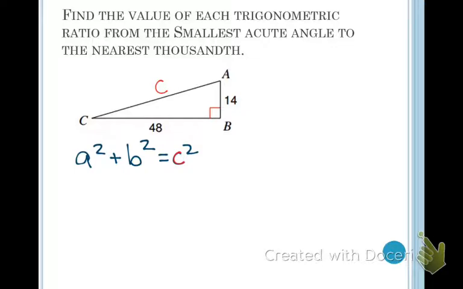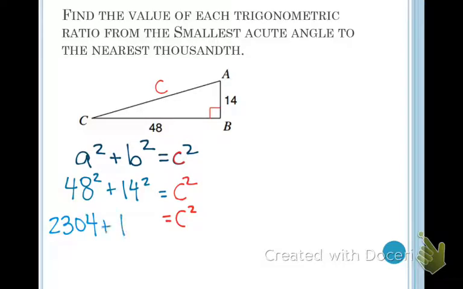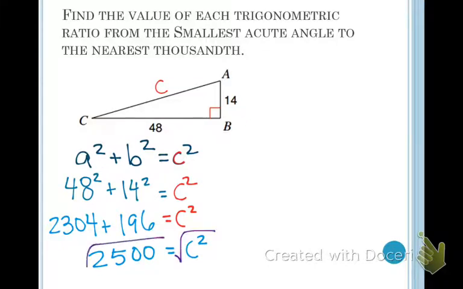So A would be 48 squared. B is 14 squared. And then we have C squared. 48 squared is? 2,304. And then 14 squared? 196. When we add them together, good, 2,500 equals C squared. So then what does C equal? 50. Do we circle that answer? No. It's just our third side.